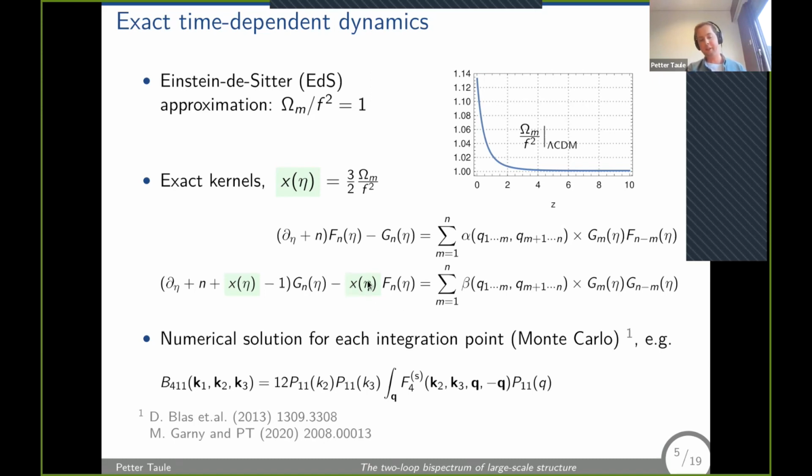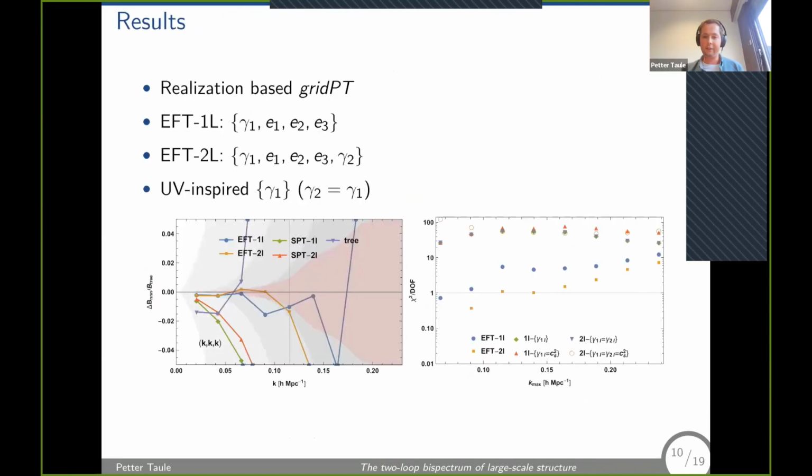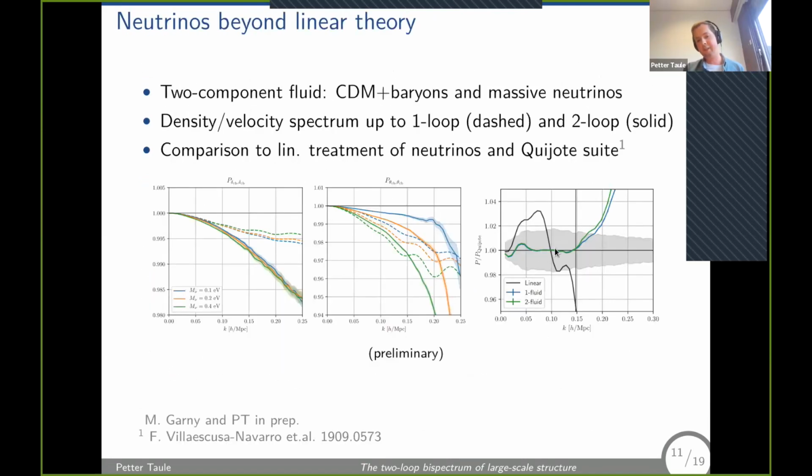Here it's just time dependent, but we also have a scale dependence, so it's even more complicated. Yes, but how important is it? If you just use the EDS kernel, do you get the right result or not? The results so far seem to show that because of the freedom in the counterterms, at least for the power spectrum, these differences can be absorbed into the counterterms, at least at the level where we fit to the current data at the moment.